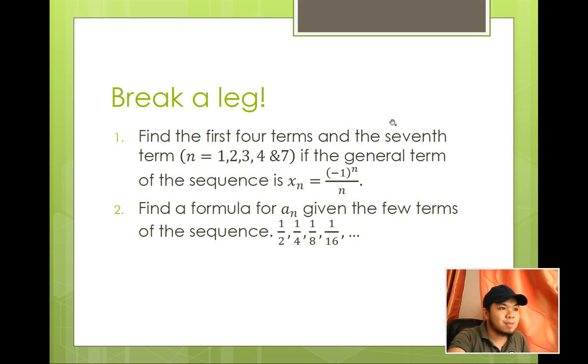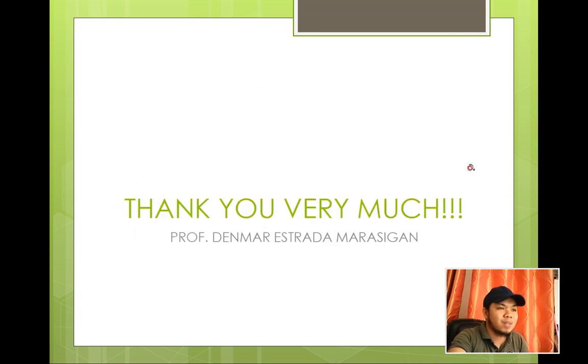So, let's try to solve this. Break a leg po tayo dito. First, find the first 4 terms and the 7th term, n is equal to 1, 2, 3, 4, and 7, if the general term of the sequence is x sub n is equal to negative 1 raised to n over n. The number 2, find the formula for a sub n given the few terms of the sequence 1/2, 1/4, 1/8, and 1/16.